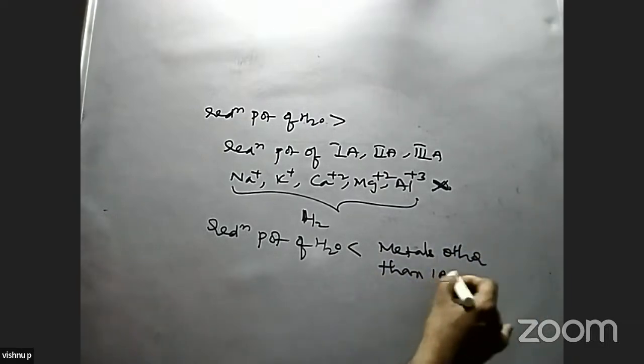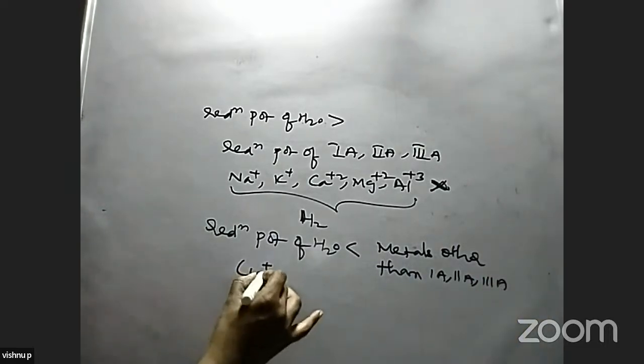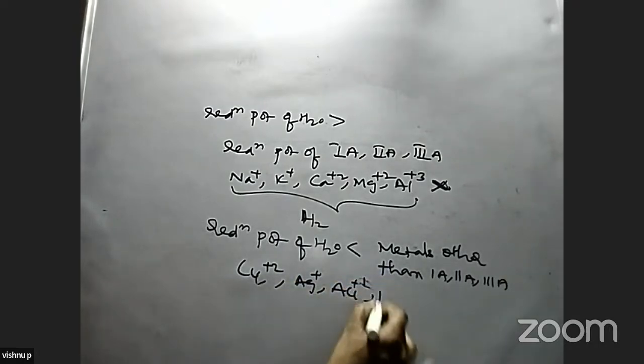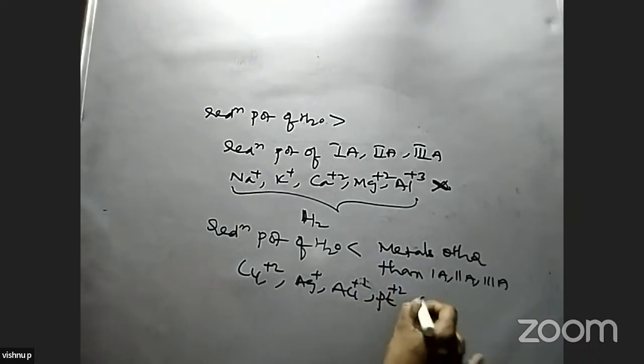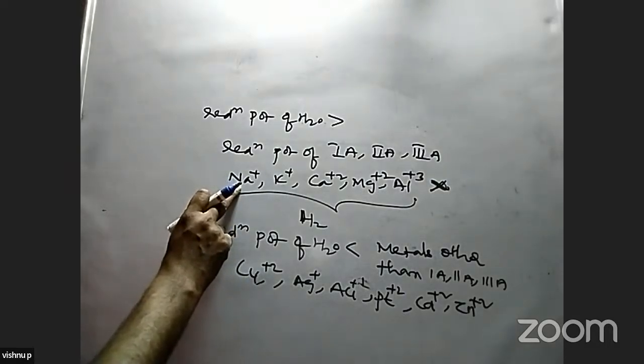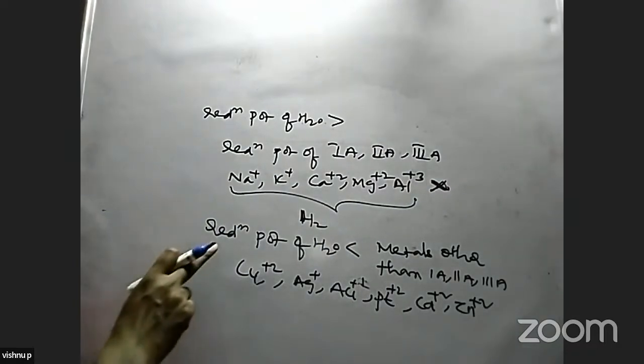And next, the reduction potential of H2O is less than that of metals other than 1A, 2A, 3A group, like copper, silver, gold, platinum, or cadmium, zinc, any other metals than 1A, 2A, 3A group. That metal only is deposited at the cathode. Hydrogen is not evolved in this reaction. So, if the electrolyte contains 1A, 2A, 3A group metals, hydrogen is evolved. If the metal is other than 1A, 2A, 3A group elements, that metal only is deposited at the cathode.